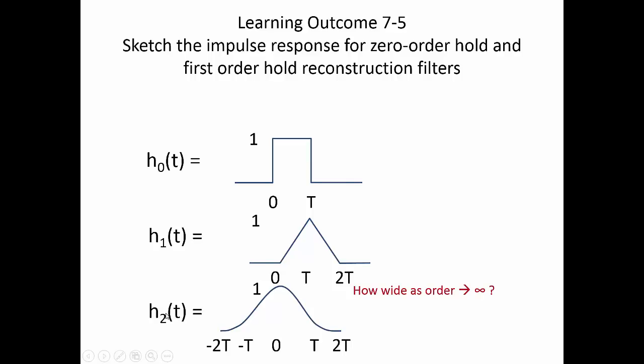But if we were to continue trying to get a better approximation, we went from H0 to H1 to H2 to H3, we have to wait 2T units. H4 is going to have to wait 5/2 T units. H5 is going to have to wait 3T units. How long are we going to have to wait as our precision increases because our order is going to infinity? Ultimately, this is going to be infinitely wide. We don't want to wait that long.